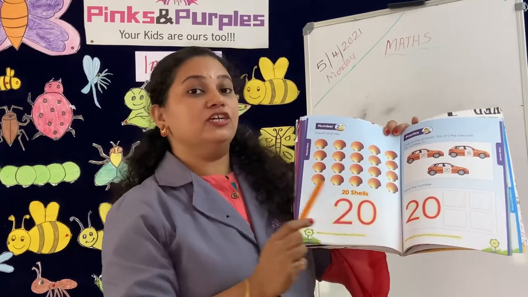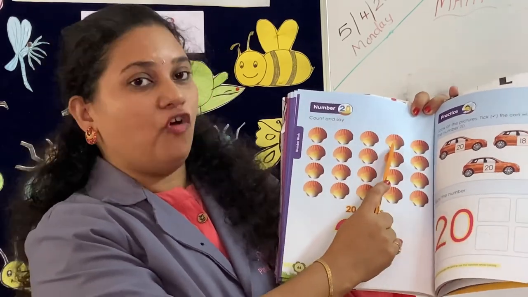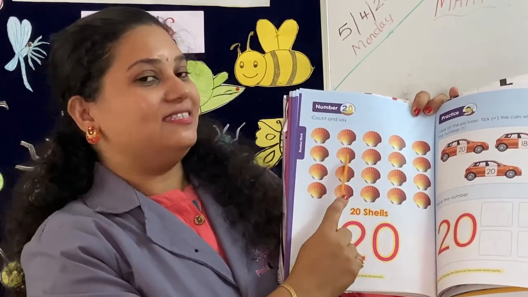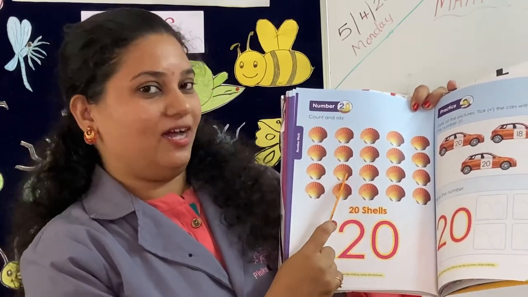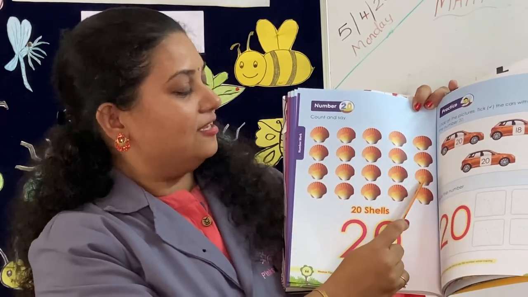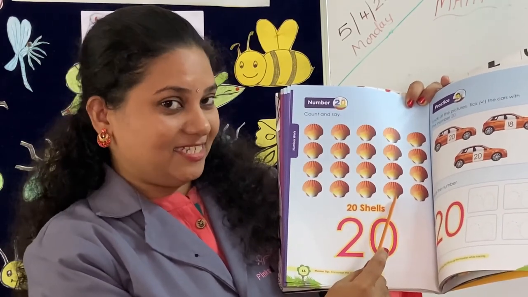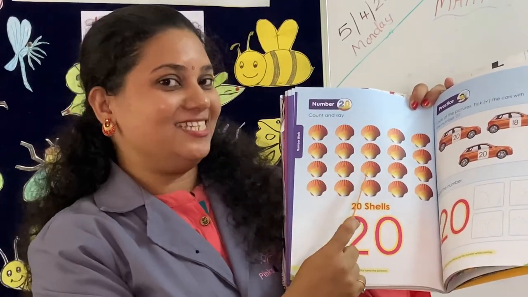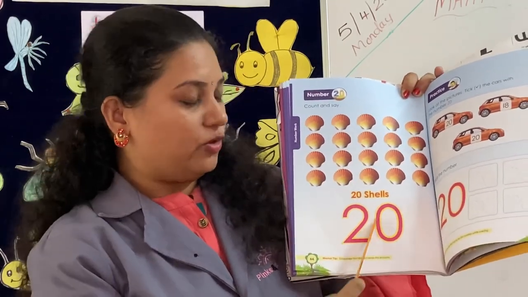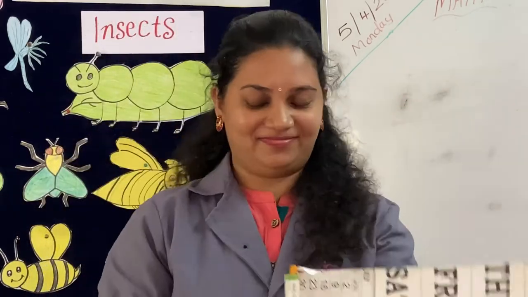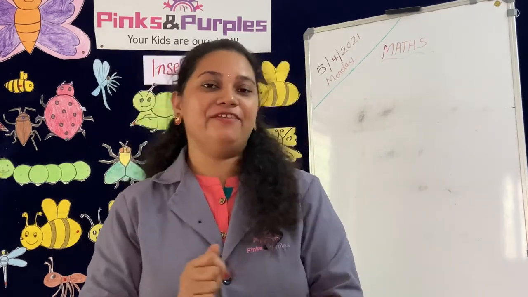Count and say. These are 20 shells. Count with me. 1, 2, 3, 4, 5, 6, 7, 8, 9, 10, 11, 12, 13, 14, 15, 16, 17, 18, 19, 20. 20 shells are here. Yes? 2 and 0 make 20. Okay. That's all for math session. Next is our EVS session. We will revise the EVS portion.